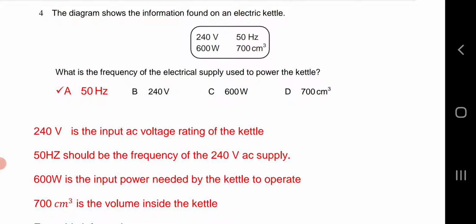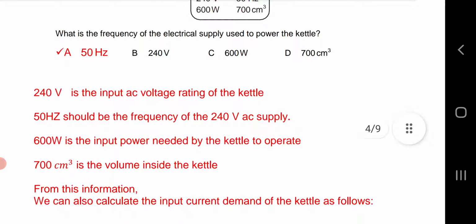Question number 4. The diagram shows the information found on an electric kettle. What is the frequency of the electrical supply used to power the kettle? So from the information found on the kettle, 240 volt is the input AC voltage rating of the kettle. 50 Hz should be the frequency of the 240 volt AC supply. 600 watt is the input power needed by the kettle to operate. And 700 centimeter cube is the volume inside the kettle. So it is option A.